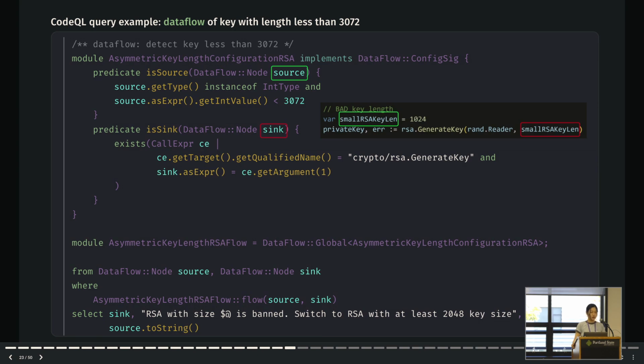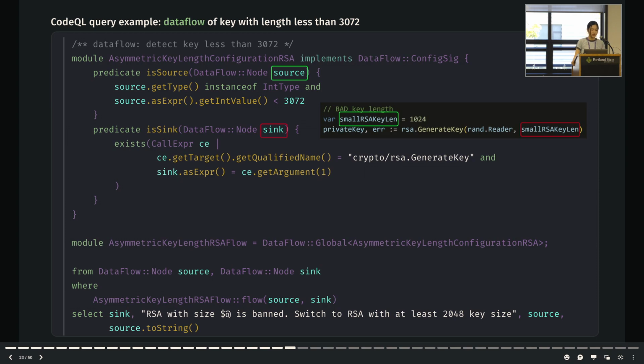We can then write a more specific and complex query that utilizes the data flow tracking feature in CodeQL. In this more complex query, we define the source as any integer that's less than 3072 bits long. I chose 3072 because that's the CNSA 1.0 suggested length, but keep in mind that it's subject to change. We then define the sink as the second parameter in the RSA.generate key function call. So CodeQL is then able to track the flow from the green box, which is the source, to the red box, which is the final sink of the source.